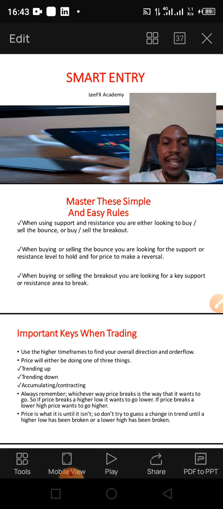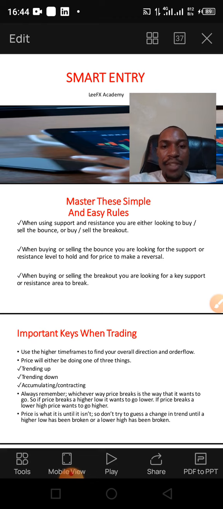It is called Smart Entry. It is a strategy that will help you to know how to enter in a smart way, so that you don't risk, you don't lose. You can use this strategy whether you are trading Boom and Crash, or other pairs, whether it is cryptocurrency or currency pairs. You can use this method.